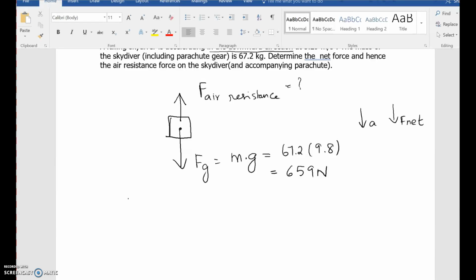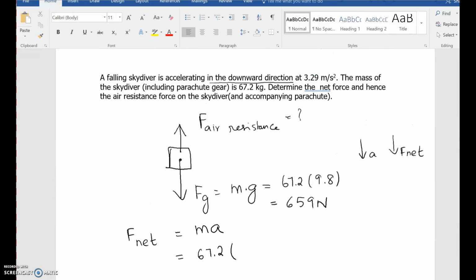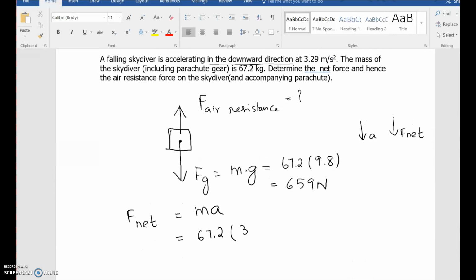That gives us a way to find out the net force, because net means total. So the total force is the cause of acceleration. So F net is ma. We know the mass is 67.2, and the acceleration is 3.29. So we can find the net force as simply 67.2 times 3.29. Take a second to calculate that. Did you get it? 221 newtons?